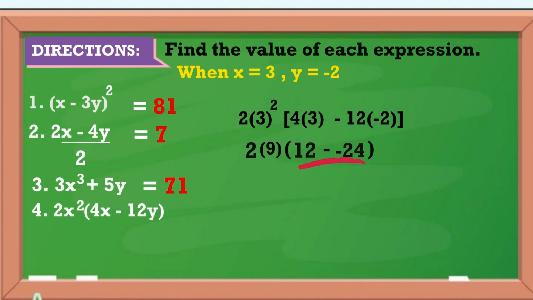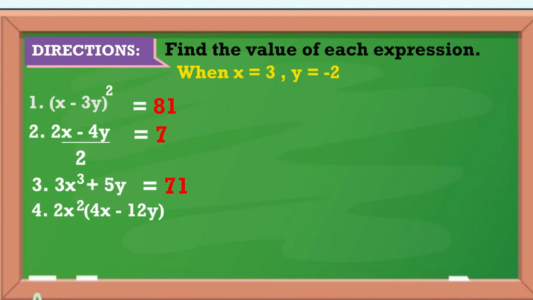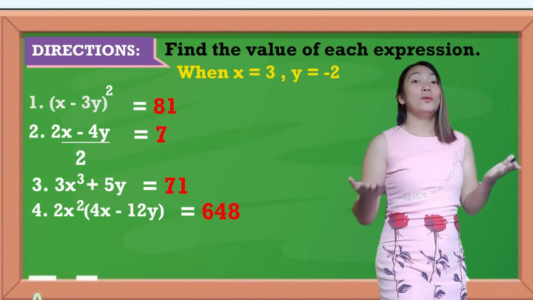Next, 12 minus negative 24. As you can see again, it has different sign, positive minus negative. Again, follow the rules of subtracting integers. So 12 minus negative 24 is 36, correct? And 2 times 9 is 18. So 18 times 36 is equal to 648. So the answer for number 4 is 648. So what's your score?